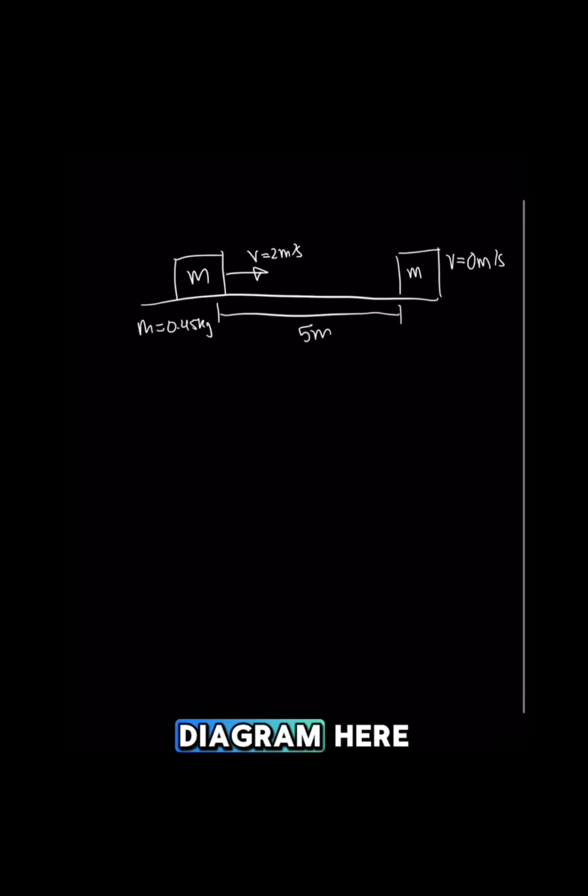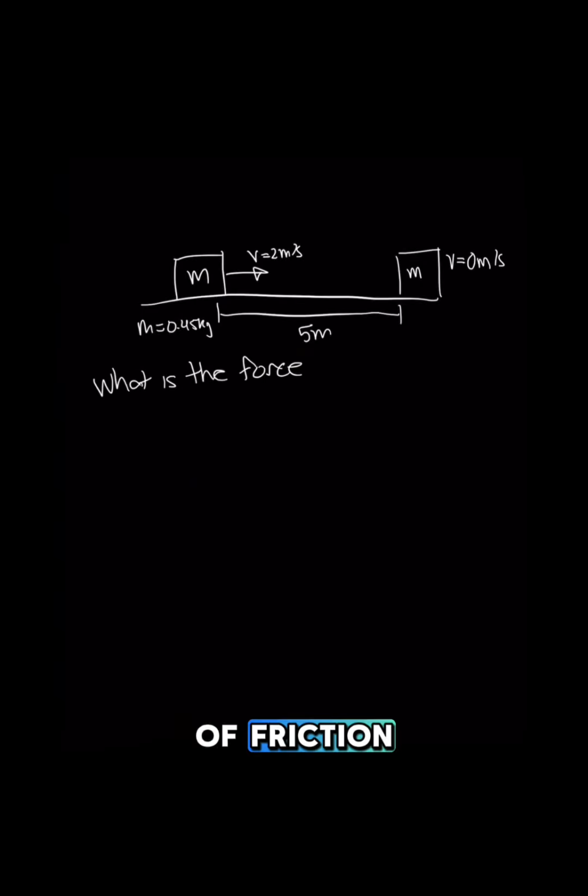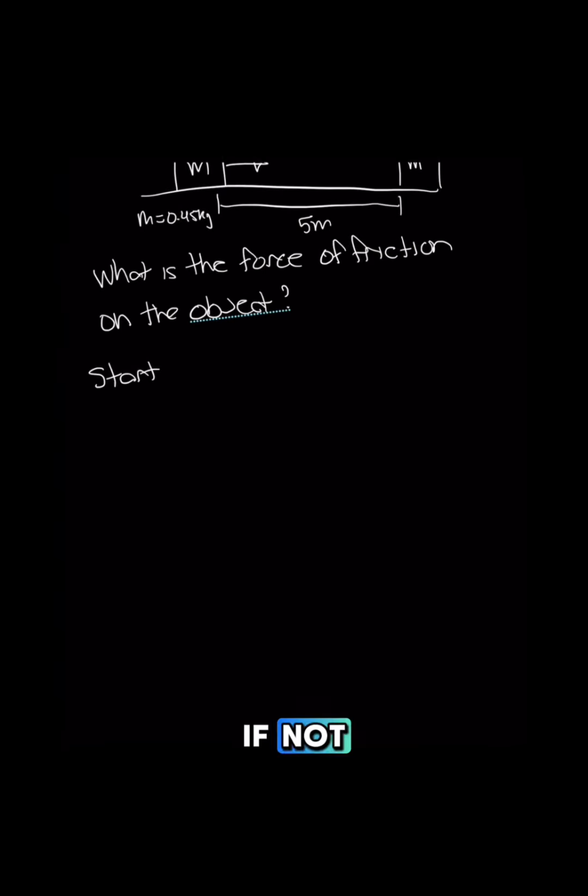Alright, so let's say they give you this diagram here where an arbitrary force acts on a mass to give it an initial velocity of 2 meters per second, and they ask you, what is the force of friction on the object? Could you answer? If not, continue watching this video.